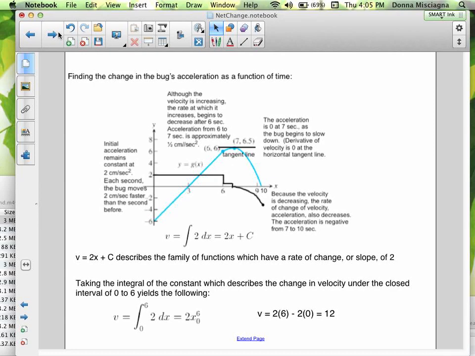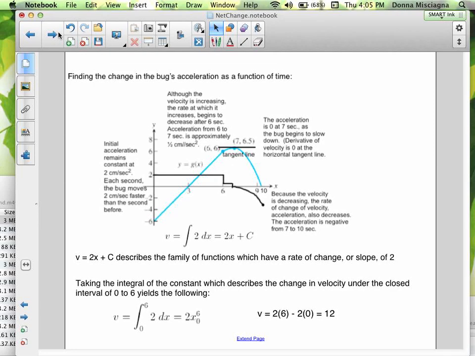So v equals 2x plus c describes the family of functions which have a rate of change or slope of 2. If I take the integral from 0 to 6 of the constant which describes the change in velocity under the closed interval, in other words, if I integrate and evaluate, I take the definite integral of the acceleration curve, because now the constant isn't going to matter. So 2 dx from 0 to 6 is going to be 2x from 0 to 6. That means the change in velocity is 12 centimeters per second.